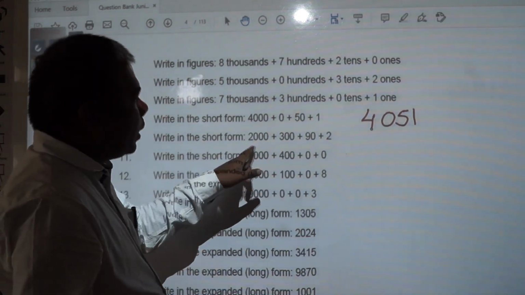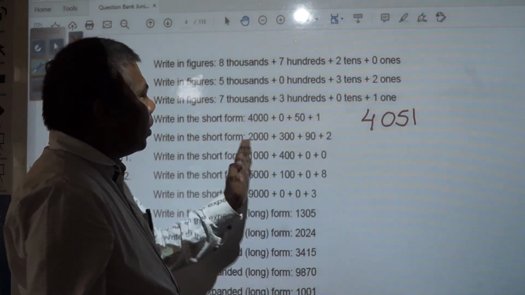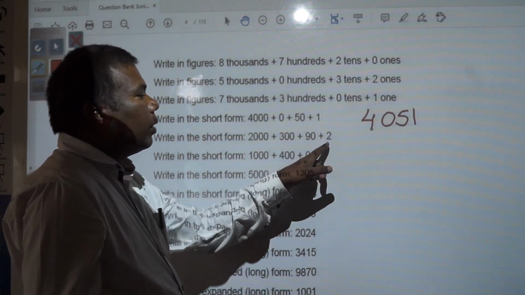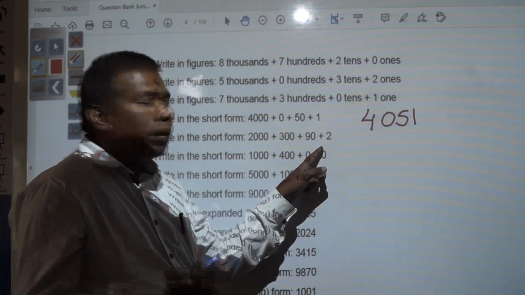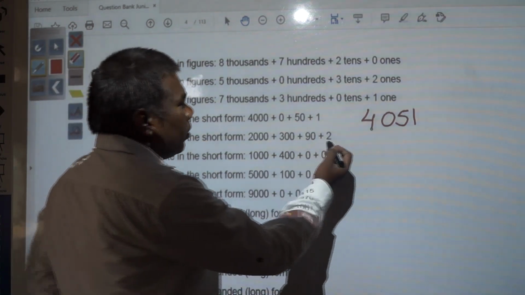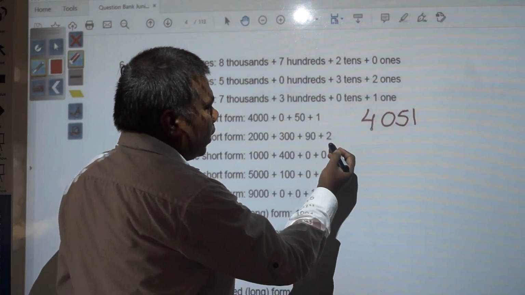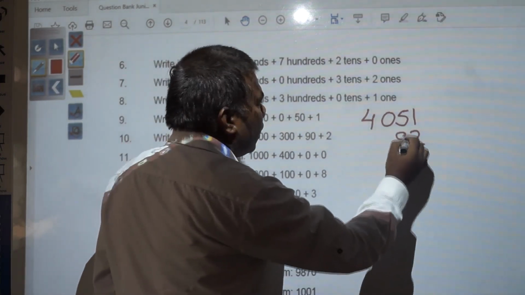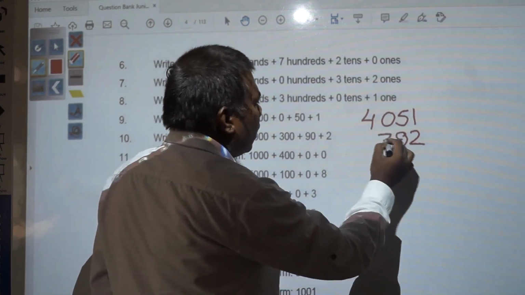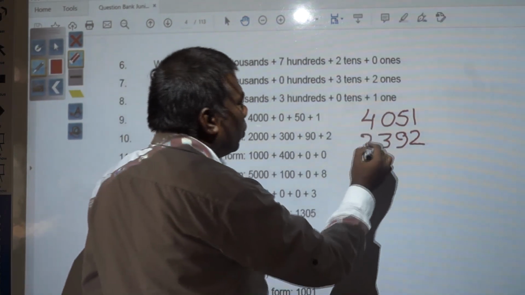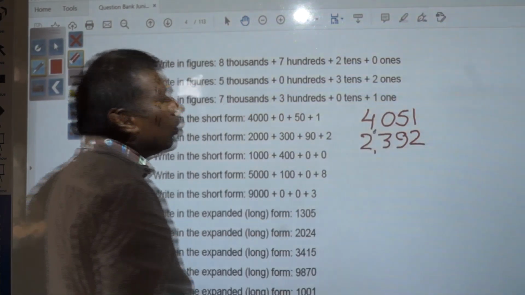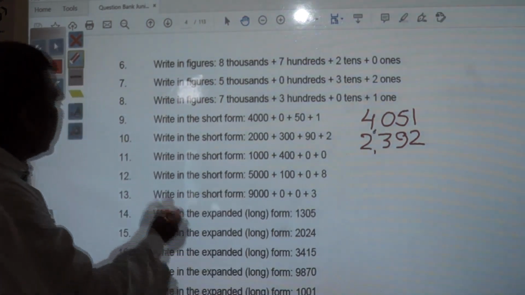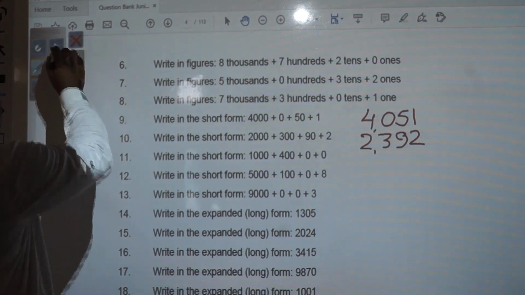The same thing can be written either from the rightward or from leftward as you feel better. But it will be easier to write if you are writing from rightward. From right you start. Here you see 2, 9, 3 and 2. So your number became 2392. In the same way, other questions are there, you can solve.